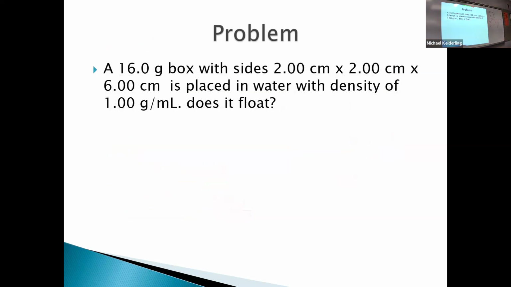And so here we have a 16-gram box that has sides of 2 centimeters by 2 centimeters by 6 centimeters. That's its dimensions. If it's placed in water with a density of 1 gram per milliliter, will it float?